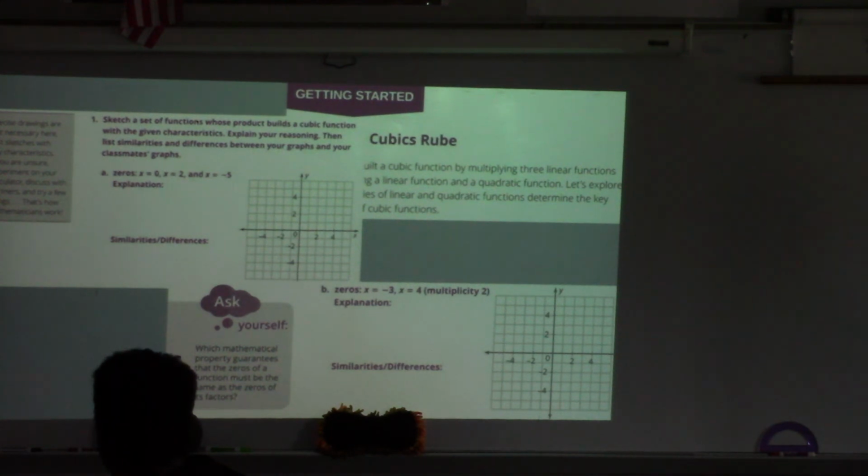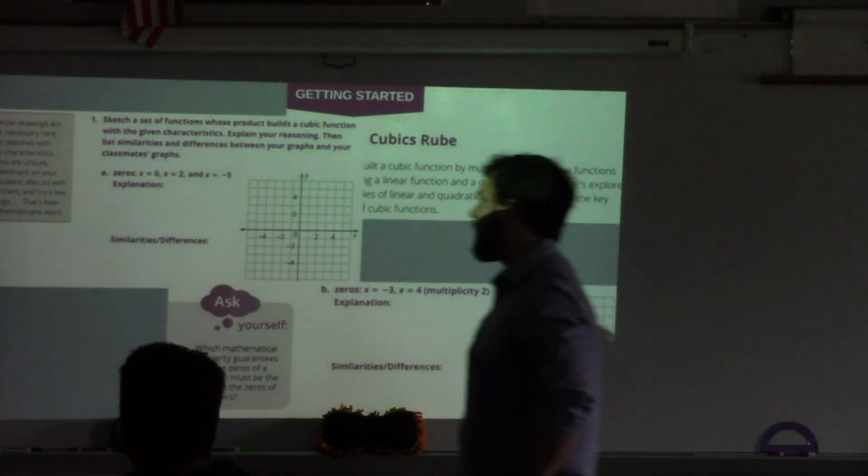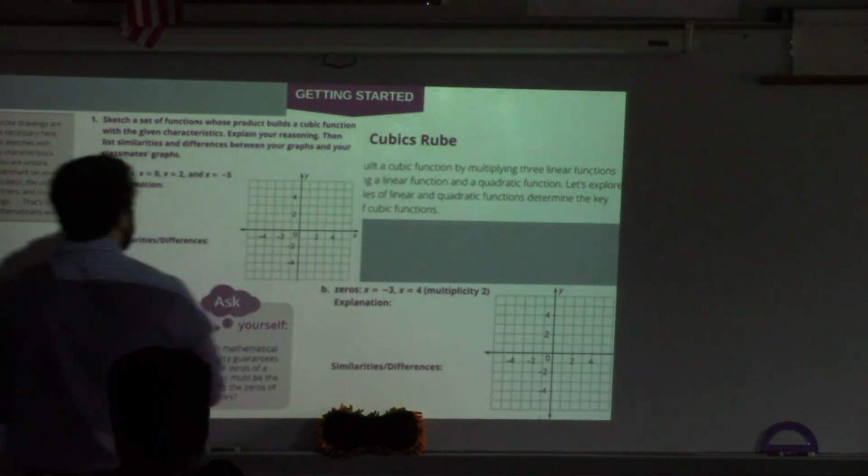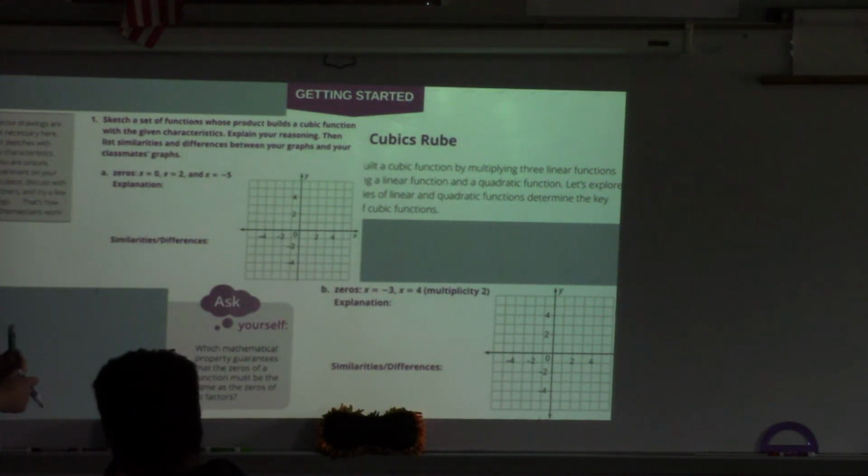So the pure definition of a rube apparently is a country bumpkin, but the implication being that you're just ignorant, that you don't know. So sketch a set of functions whose product builds a cubic function with the given characteristics. Explain your reasoning. Then list similarities and differences between your graphs and your classmates' graphs. So hopefully we can actually write an equation pretty quickly for these.